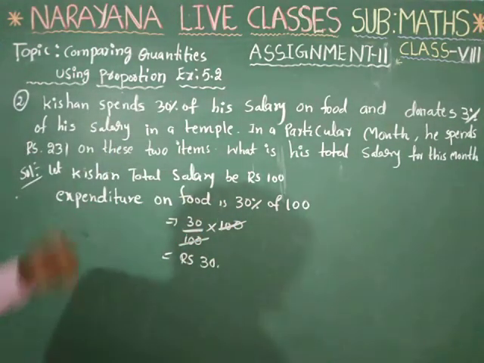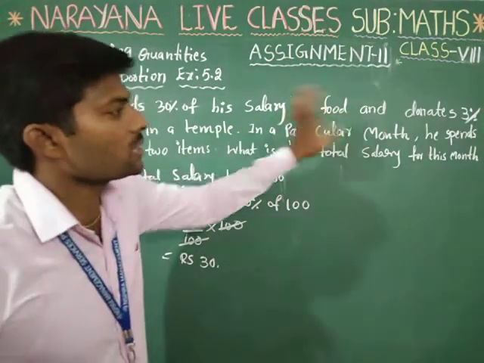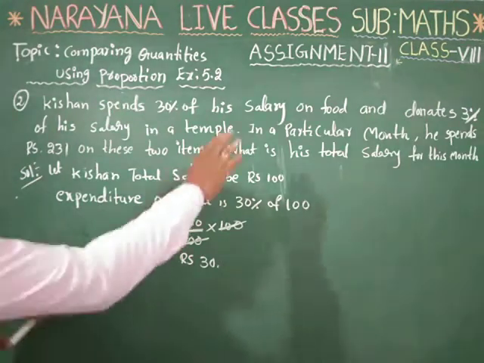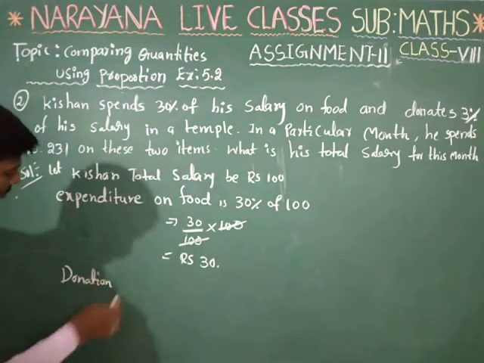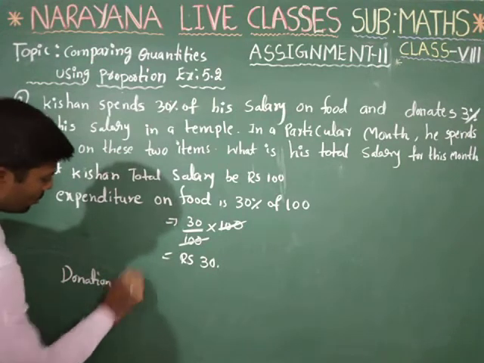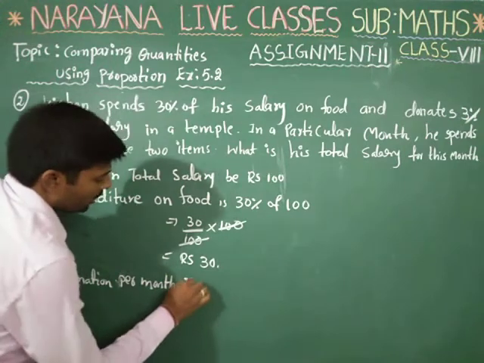Okay, so let's take what is next. What is the expenditure? Donation per month in a temple.